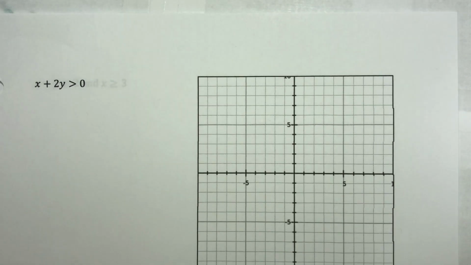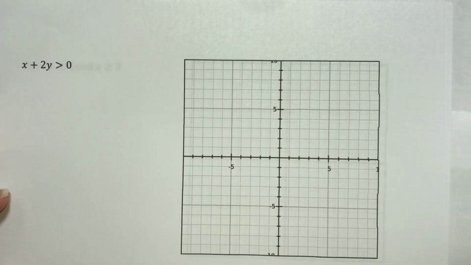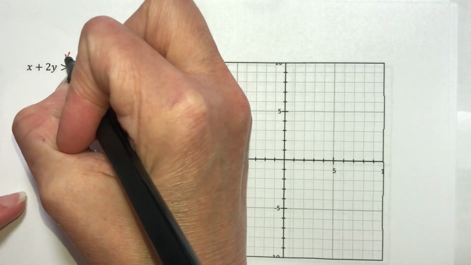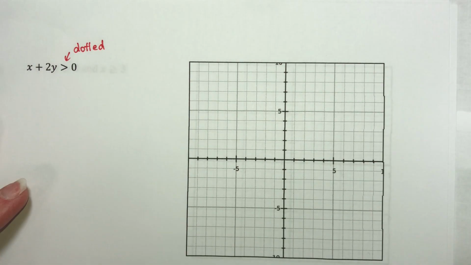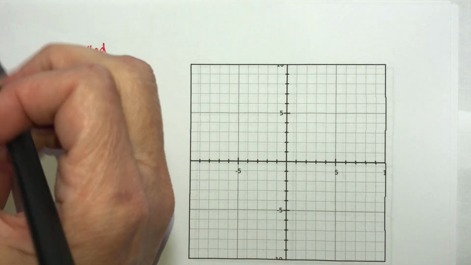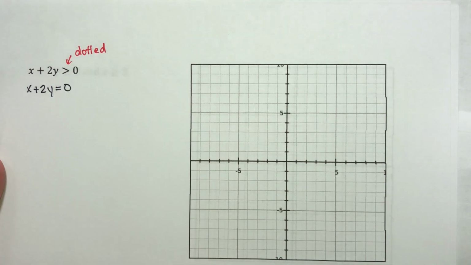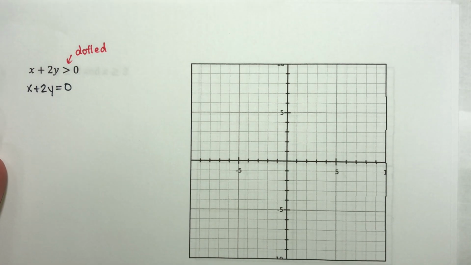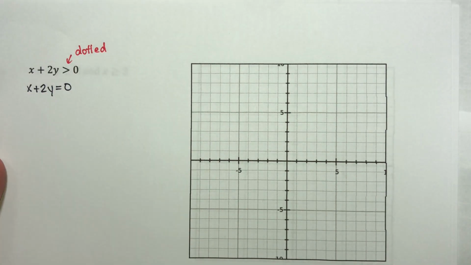Okay, so let's try x plus 2y is greater than 0. One of the first things I notice once you start working these, this is something I noticed in the beginning, this is going to be a dotted line. And noticing it in the beginning helps me remember to actually do it when I get to the graph. Okay, so in order to find our boundary line, we need to pretend that we have x plus 2y equal to 0. Okay. So I'm going to try to graph this, and I'm going to try finding my intercepts.